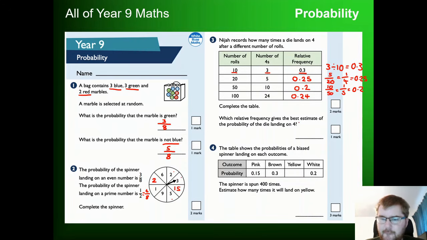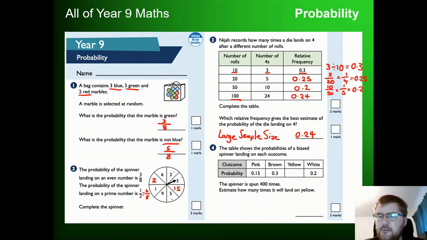And which relative frequency, so which of these decimals, gives me the best estimate of the probability of the die landing on 4? Well, we want the large sample size. So that's always literally the first thing I'm going to write down in the relative frequency question, IGCSE, Year 9 or otherwise. Large sample size. Which has the largest sample size? Well, this one here. So the 0.24 is going to be the most accurate.